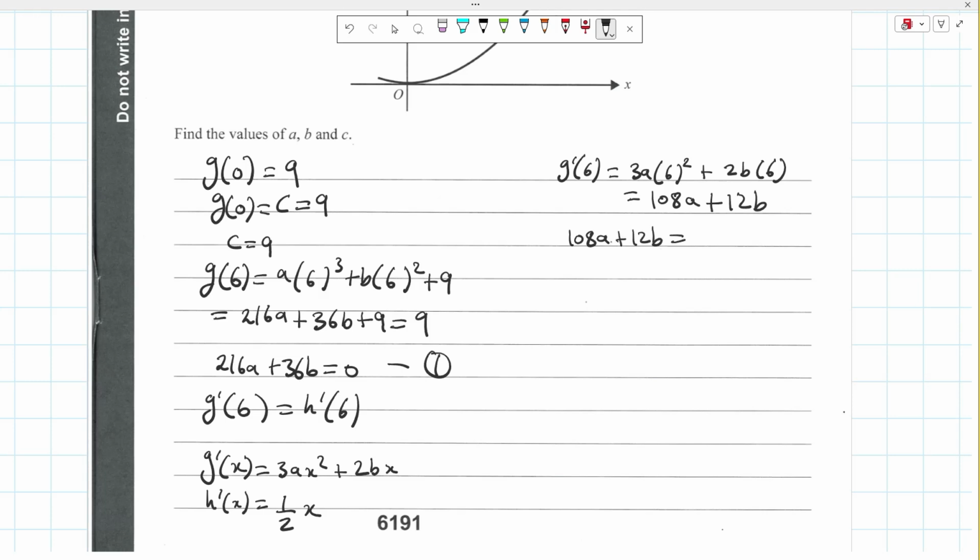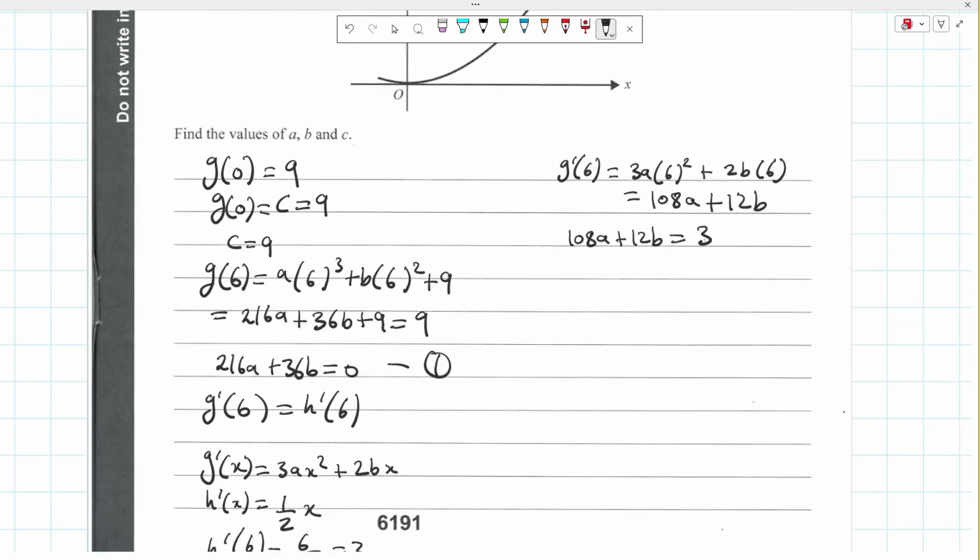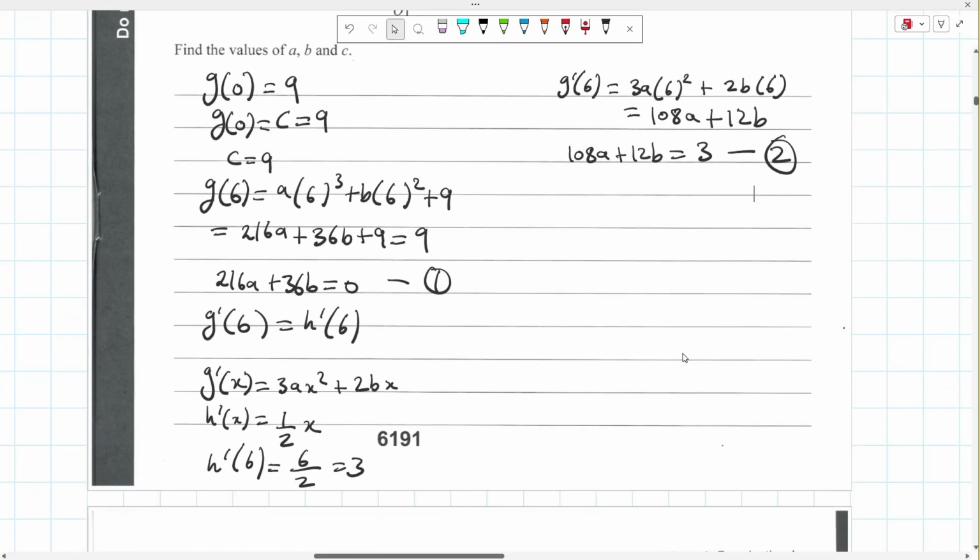And we know that's equal to h dash of 6. Right? Now, h dash of 6 is really just 6 divided by 2. That's 3. So we have this. That's our second equation. Right? So let's take our first equation, 216a plus 36b is equal to 0. Let's take our second equation.